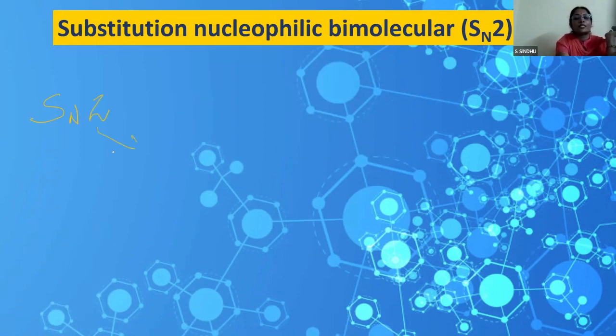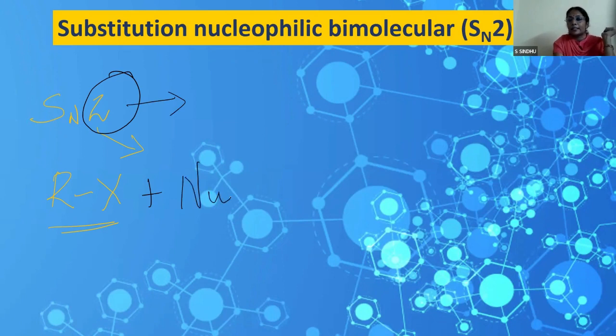So what does this 2 stand for? It shows a bimolecular reaction, ma'am. When we talk about a reaction, we are talking about reactions of haloalkanes. So we have RX here, the substrate, because that's the main component. And it's a bimolecular reaction, so it is also dependent upon the nucleophile. The rate of the reaction depends upon both the substrate and the nucleophile. That is why it's a bimolecular reaction.